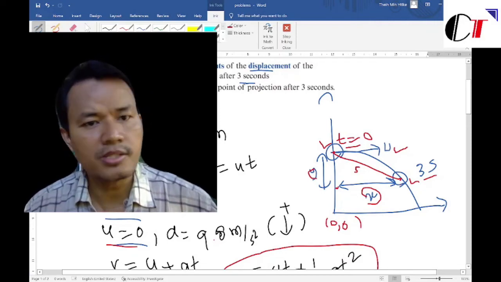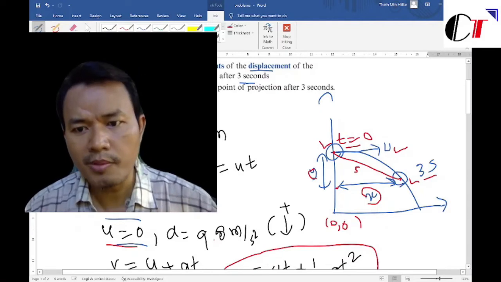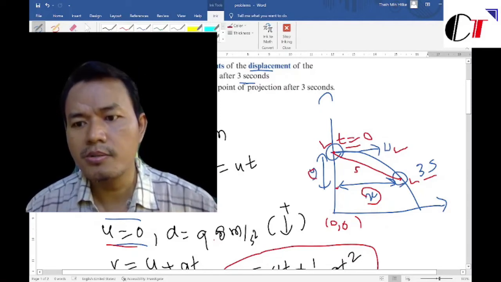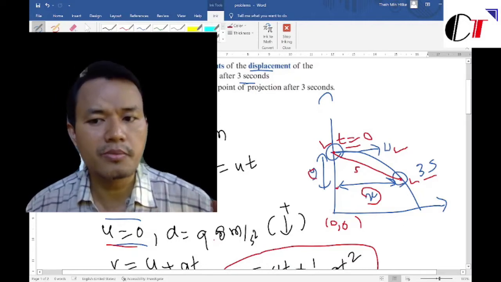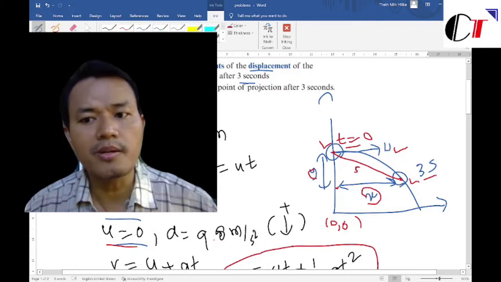So this is asked in part A, and part B is the distance of the particle. So part B is from the point of projection, from this point to this point at time 3 seconds. You are asked to find the distance here that I highlighted in red color.